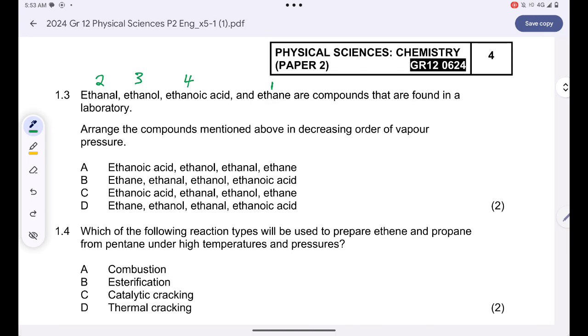Since they asked us about vapor pressure, I'll mention ethane as number 1 because it has the highest vapor pressure. Ethanal is number 2 because it has the second highest, and then ethanol and ethanoic acid. The correct answer will be B.